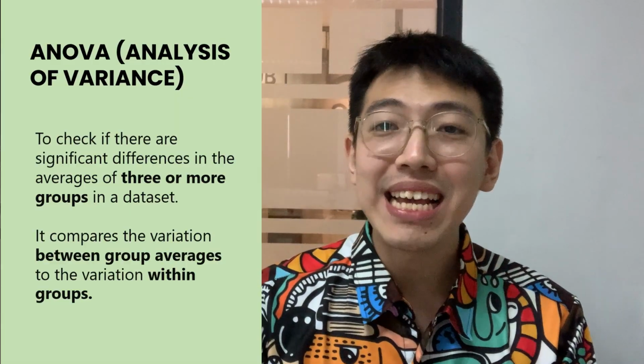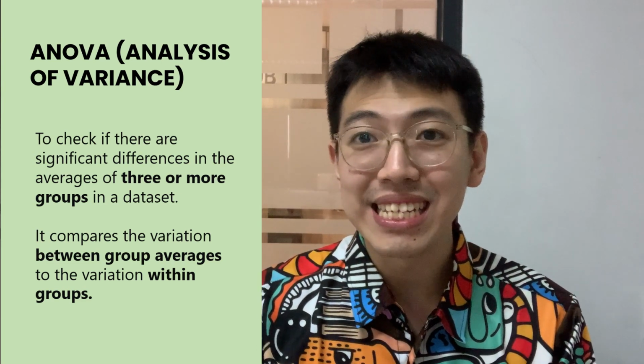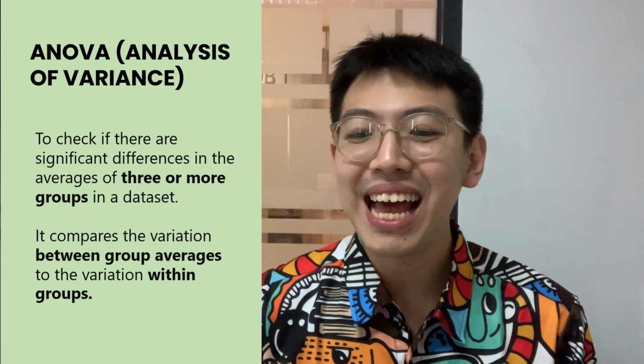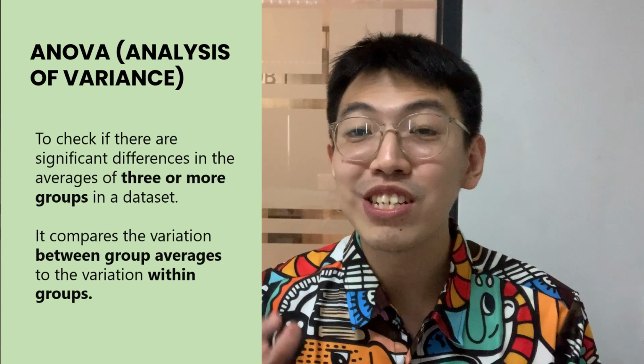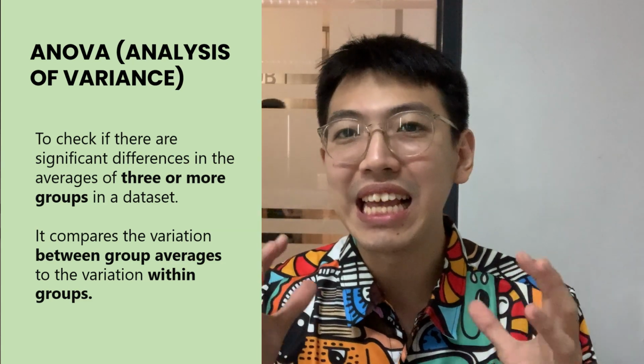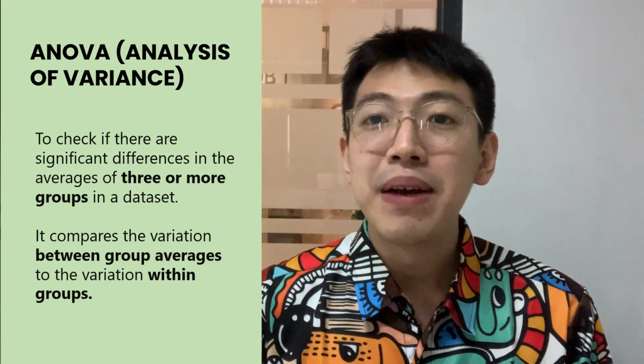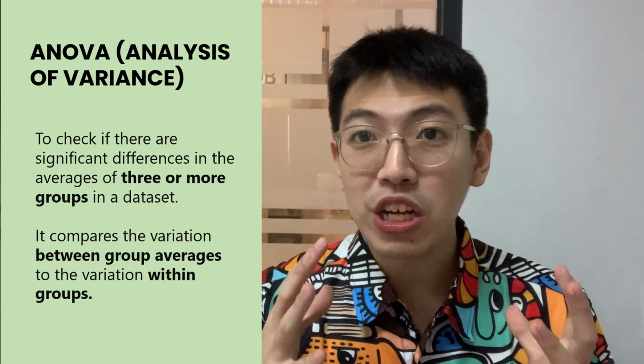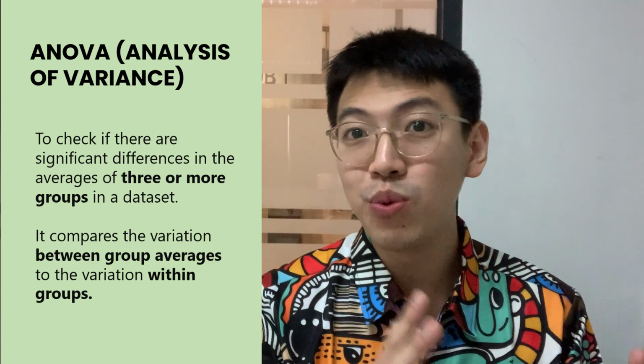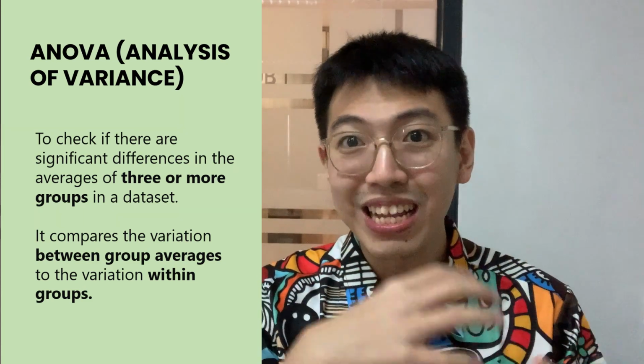In this video, I would like to explain to you about ANOVA. What is ANOVA? ANOVA is analysis of variance. It is the statistical task that checks if there is a significant difference in the average of 3 or more groups in a dataset. How does it work? It compares the variation between groups and within groups.